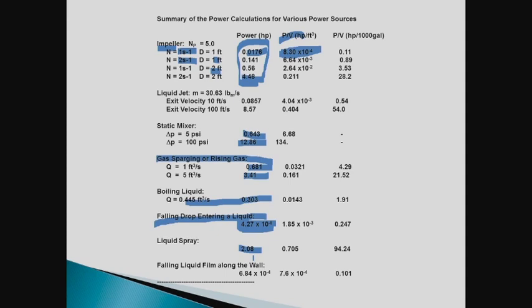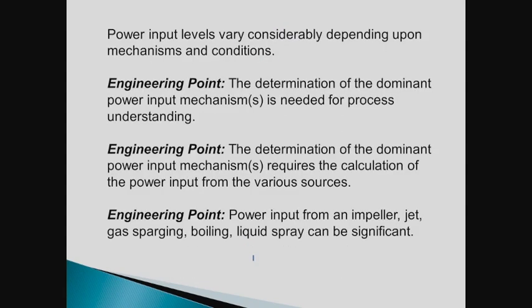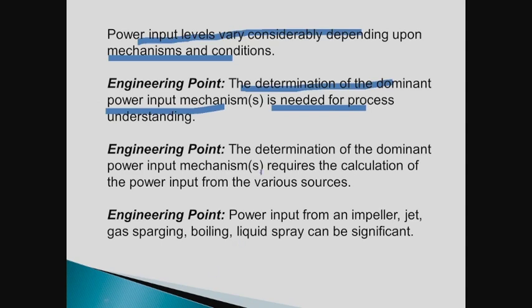What we're talking about here is process physics. We have a number of different things in our reactor. We have perhaps a pump around loop with a spray header. We can have an impeller. We can have gas sparging going on. We can have liquid jet mixing coming in. And there's a whole bunch of power sources out there. So power input varies considerably depending upon mechanism and condition. Determination of the dominant power input mechanism is needed for process understanding. Determination of the dominant power input mechanism requires the calculation of power input from the various sources. Power input from the impeller, jets, gas sparging, boiling, and liquid spray can be significant.